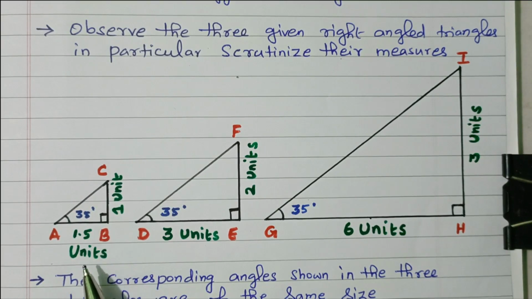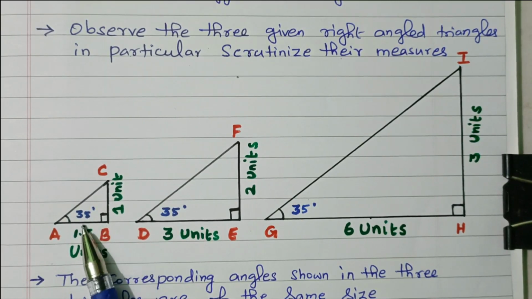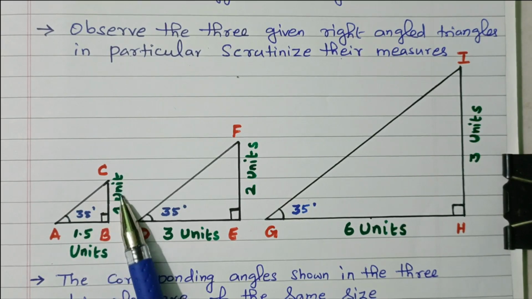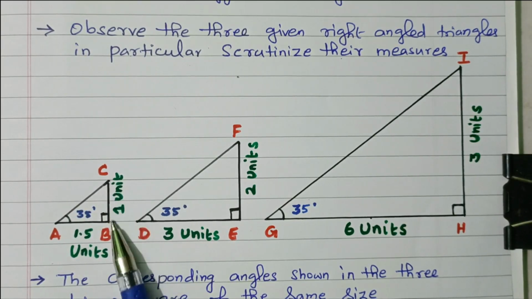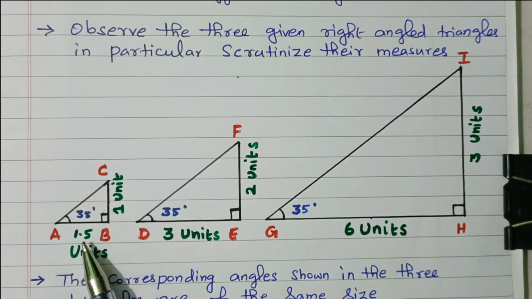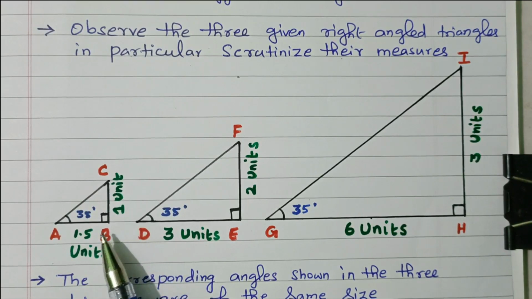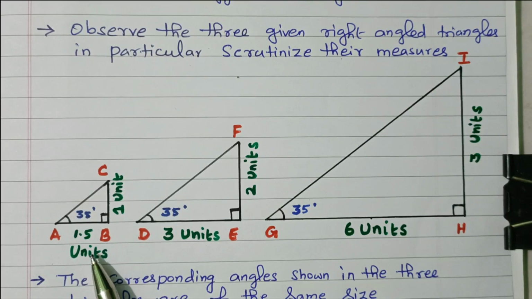There are three sides available. This is a right angle triangle, it's 90 degrees. The side opposite to the angle is called the opposite side. This CB is the opposite side, and this is the hypotenuse. The side adjacent to that angle is called the adjacent side. So CB is the opposite side, opposite to that angle, and AB is called the adjacent side of the angle. Then AC is the hypotenuse.